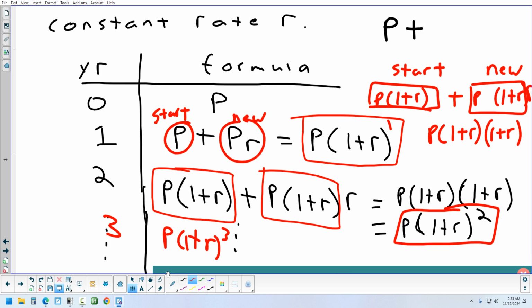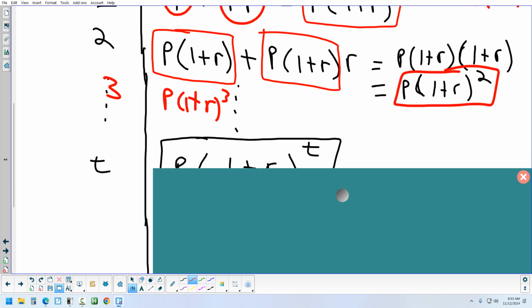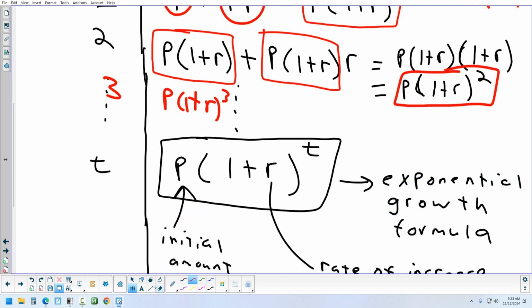So what do you think the formula would be for year T? P times (1 plus R) to the T. Yeah. So by doing out the first 3 years, we start to see a pattern, and if we generalize it, that's the formula for exponential growth.